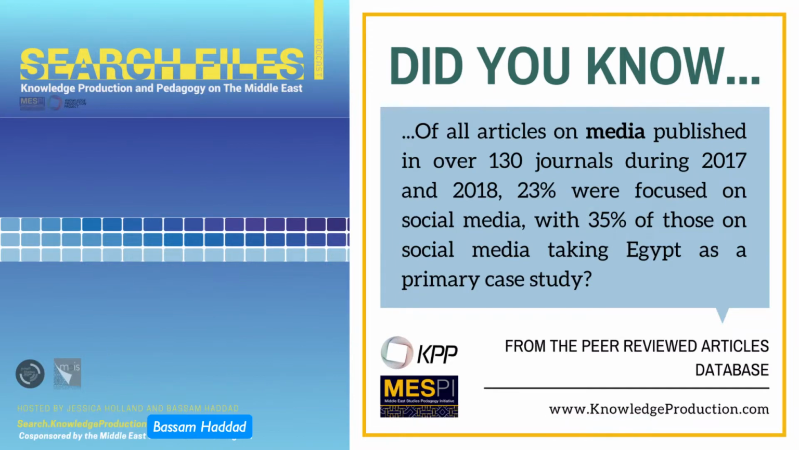Did you know that of all articles on media published in over 130 journals during 2017 and 2018, 23% were focused on social media, with a whopping 35% of that taking Egypt as a primary case study? That's one from our peer-reviewed articles database, and we'll be shouting out all of the folks that work on to produce those stats at the end of the podcast.